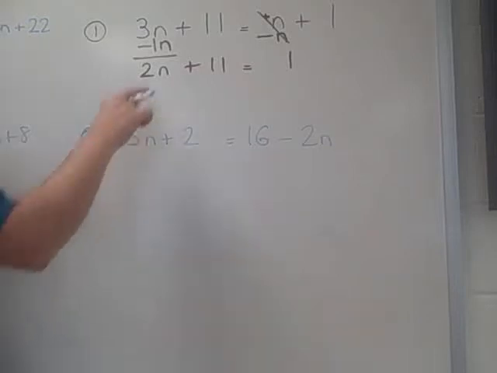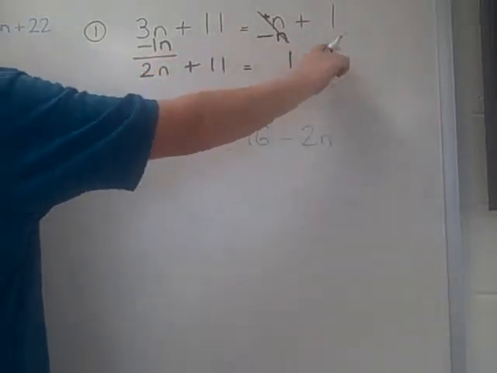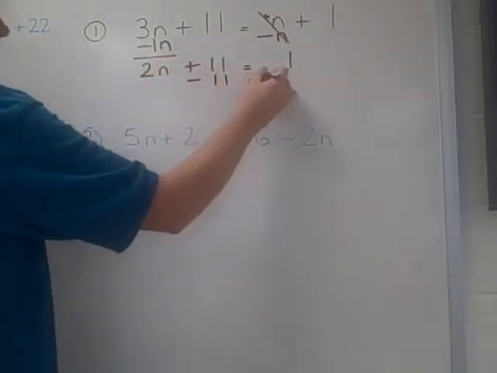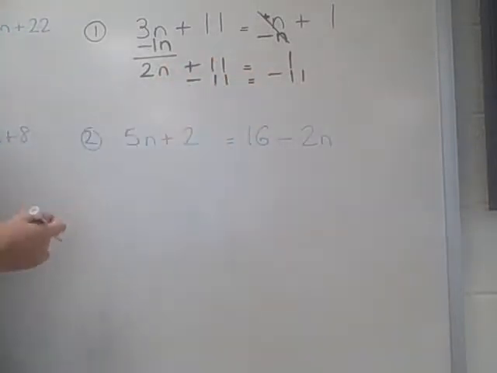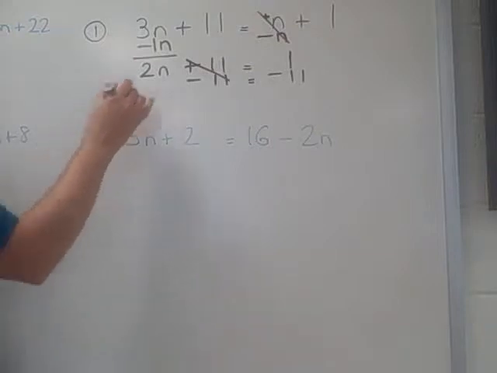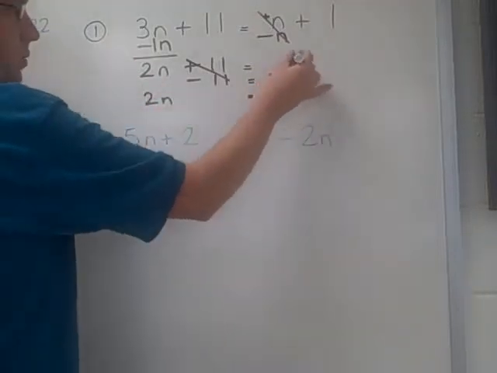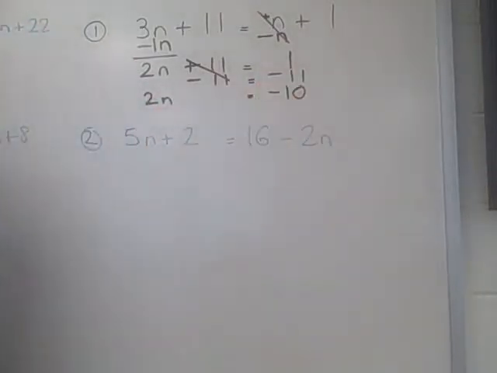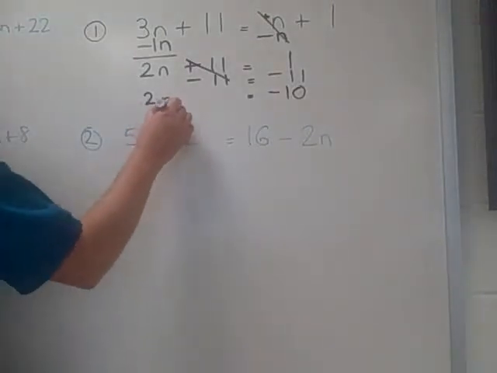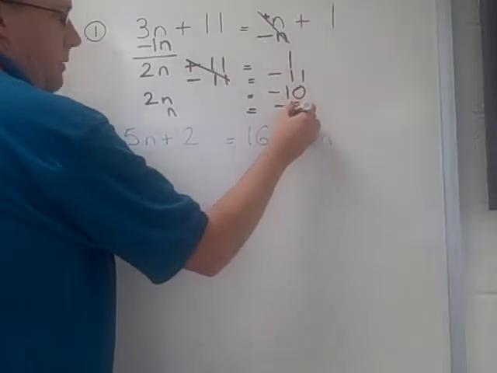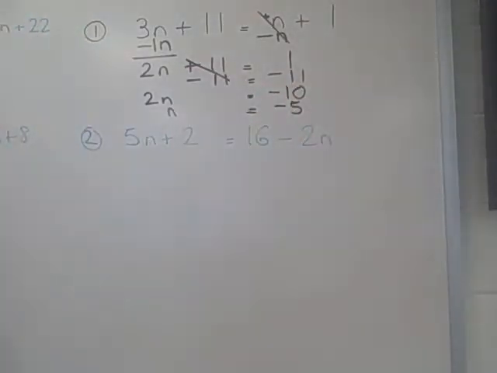Now to bring our constant terms to the other side, we also need to do the inverse. So instead of adding 11, I'm going to subtract 11, because 11 take away 11 is 0, so that's going to cancel out. And then what I have left is 1 take away 11, which is negative 10. And to find out what n is, we're just going to divide both sides by 2, and negative 10 divided by 2 is negative 5.